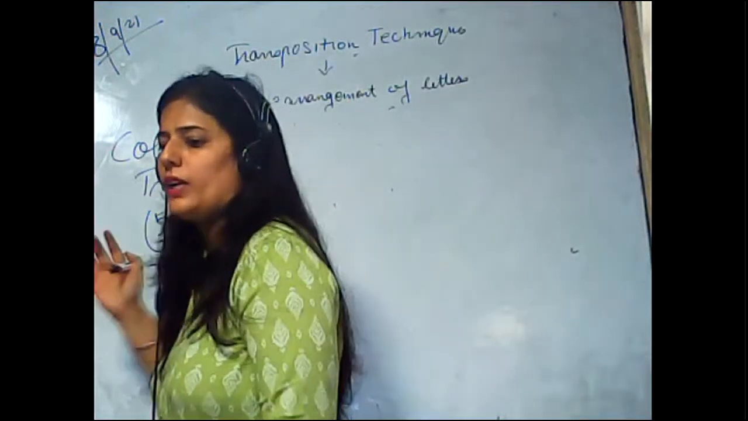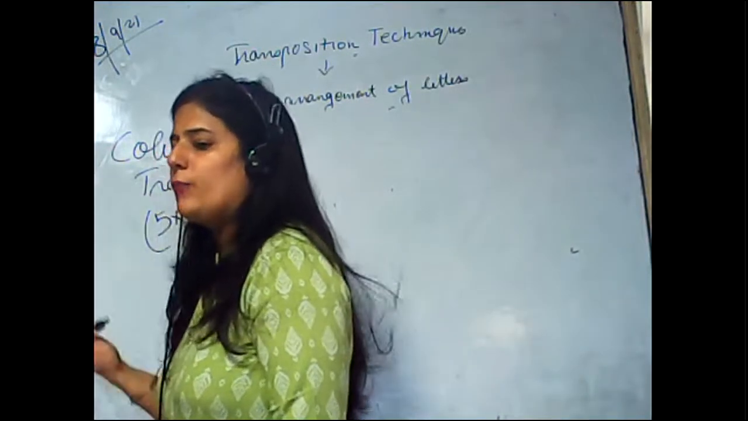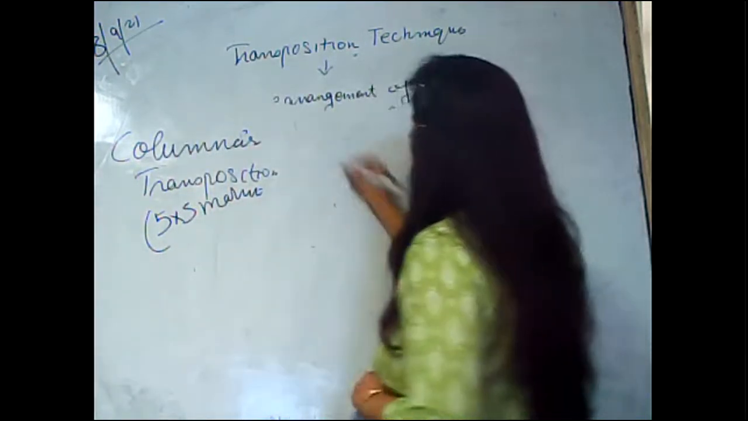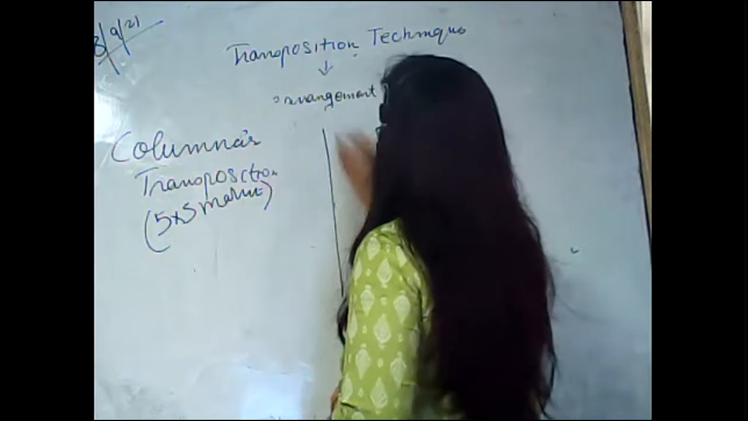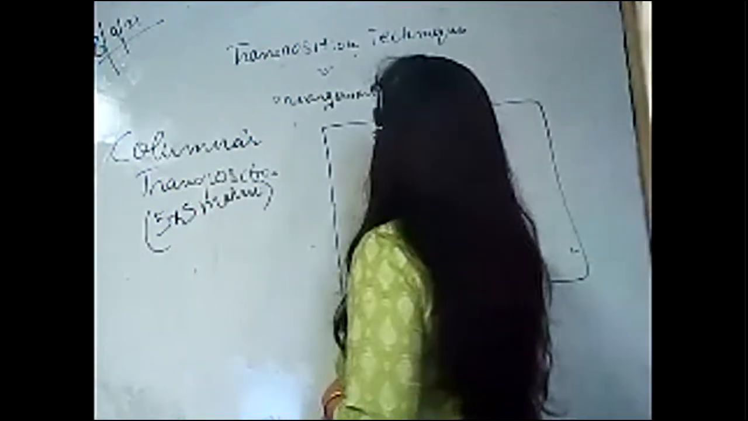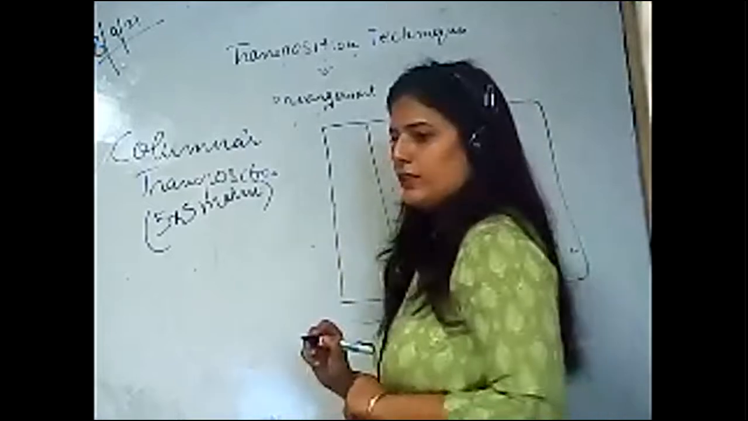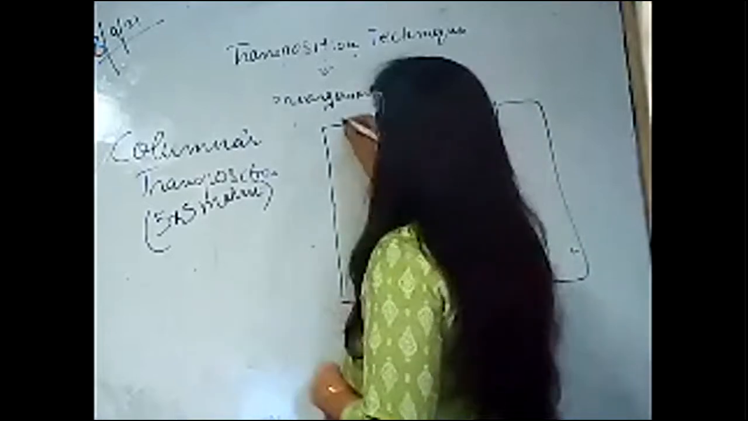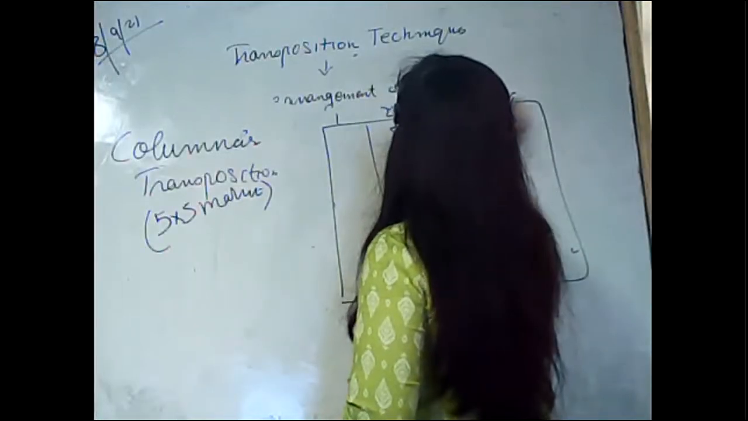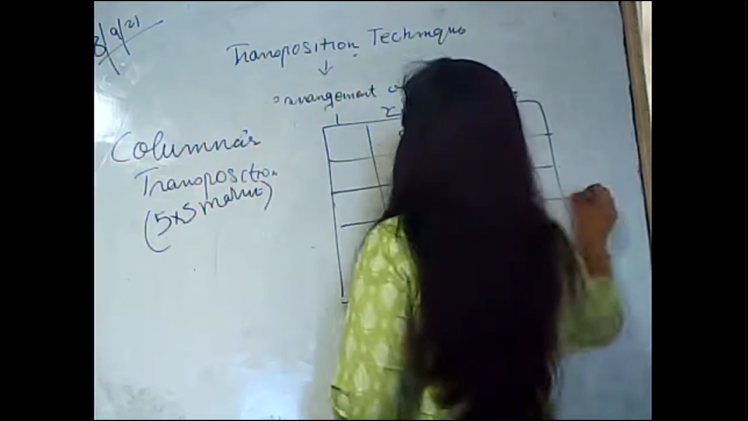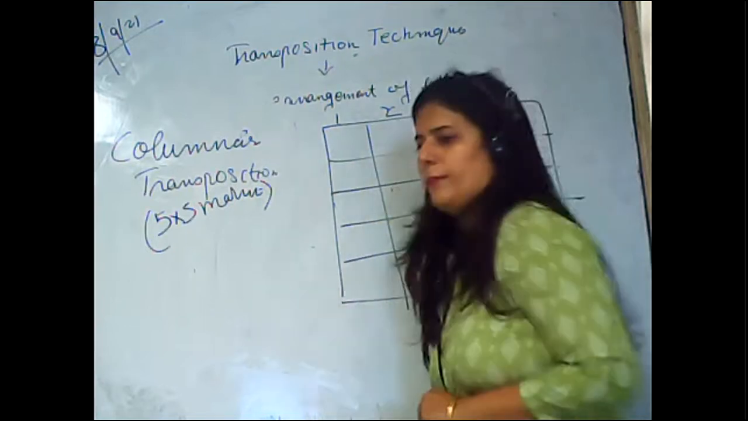So as we say columnar transposition, we don't give preference to the rows part, we give preference to the column part. Again, I will be given the plain text and the key value. First of all, I will make a 5 by 5 matrix like this: 1, 2, 3, 4, 5, and again 1, 2, 3, 4 and 5.